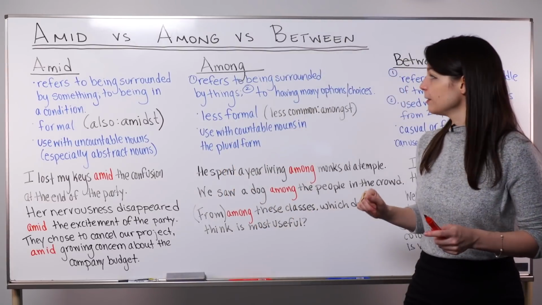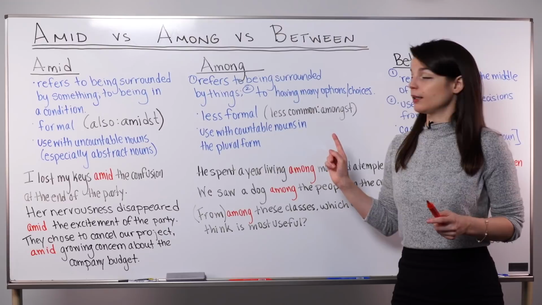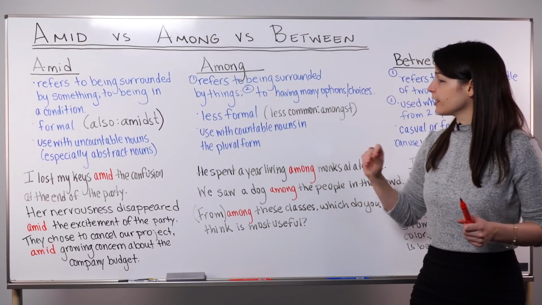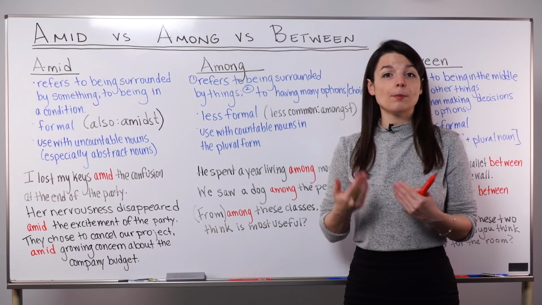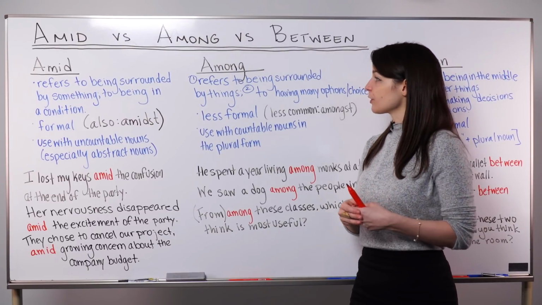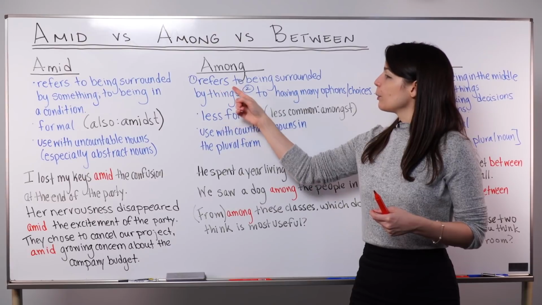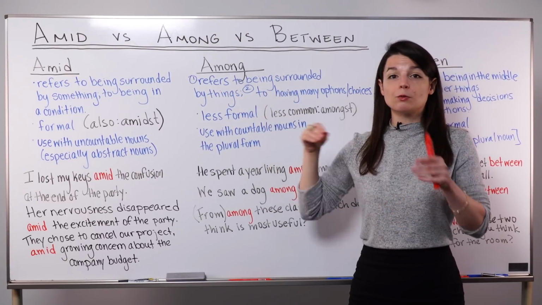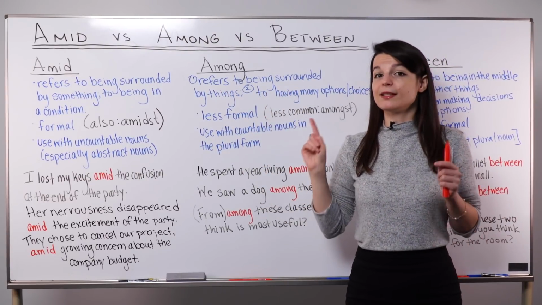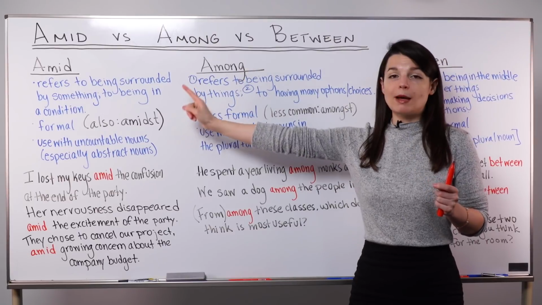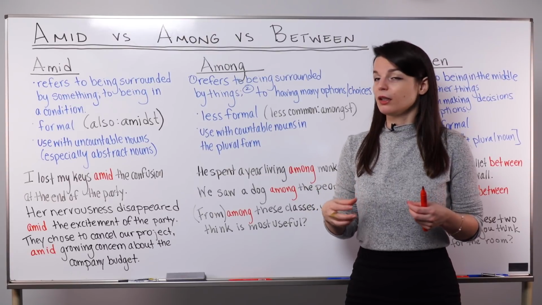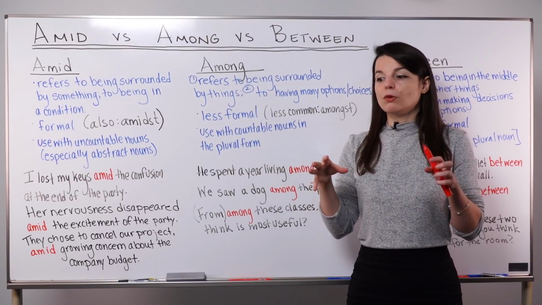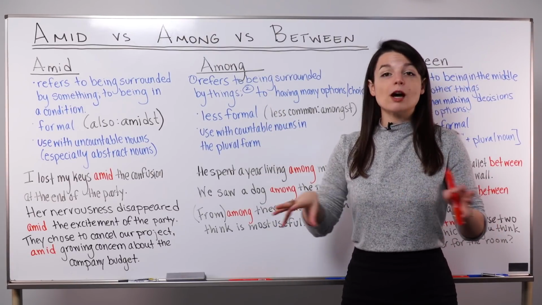word for this lesson, which is among, among. So I have 2 points here, because there are kind of 2 common ways that we use among, a couple patterns that are common. First, we use among when we want to refer to being surrounded by things. So this is different from amid. Remember, we used amid to talk about a condition or a situation. Here, among is more used for objects or maybe other people.